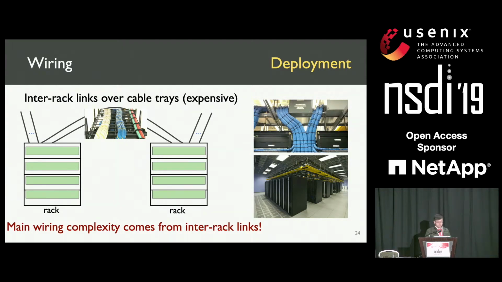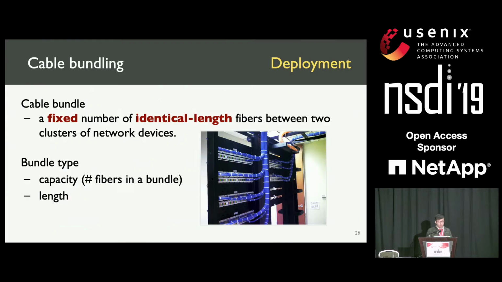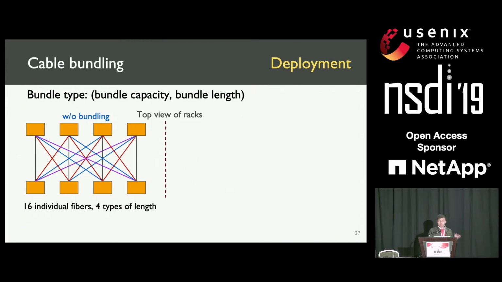inter-rack links. Considering the scale of the data center, there are too many fibers to be handled individually, as shown in this figure. So people use cable bundling to overcome this challenge. A cable bundle is a fixed number of identical fibers between two clusters of network devices. By its definition, a cable bundle is characterized by two elements. One is its capacity, the second is its lines. Here the capacity means the number of fibers in a bundle. Let's look at an example.